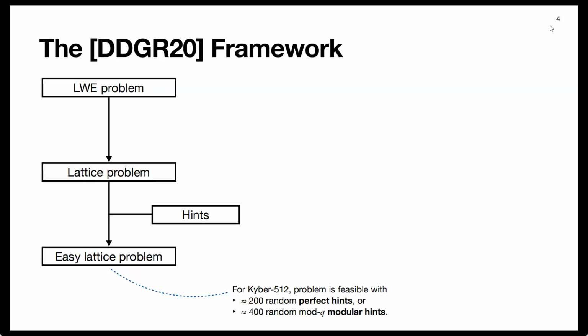So, some concrete numbers. For Kyber 512, if you had roughly 200 random perfect hints, then that problem would in fact become feasible. Where feasible means you can do it in a weekend on a laptop. And if you don't have perfect hints, but maybe a few modular hints, then you need 400 hints.